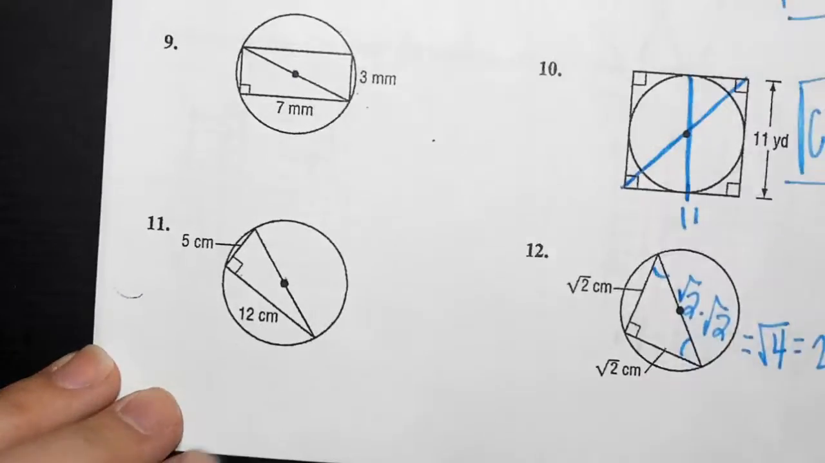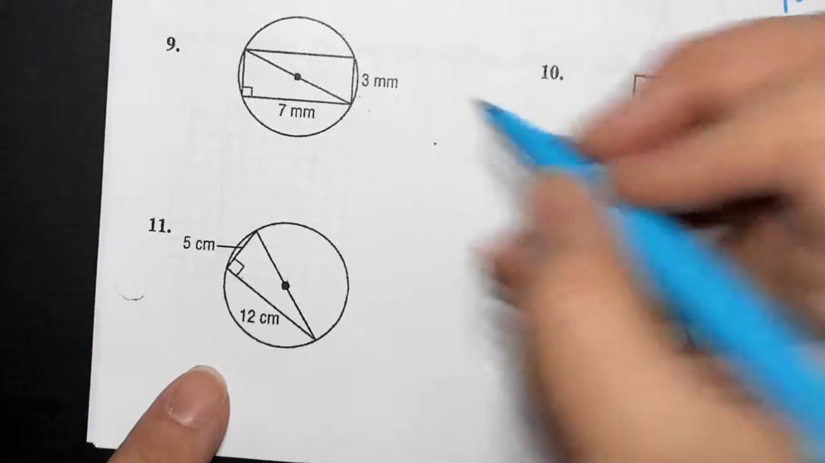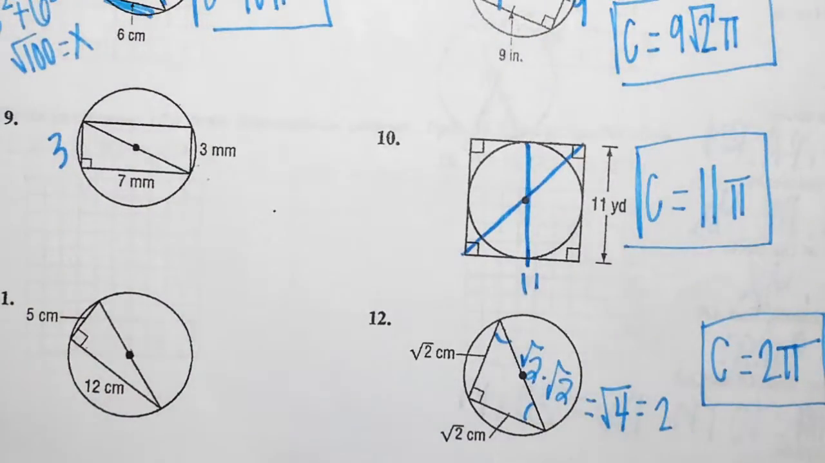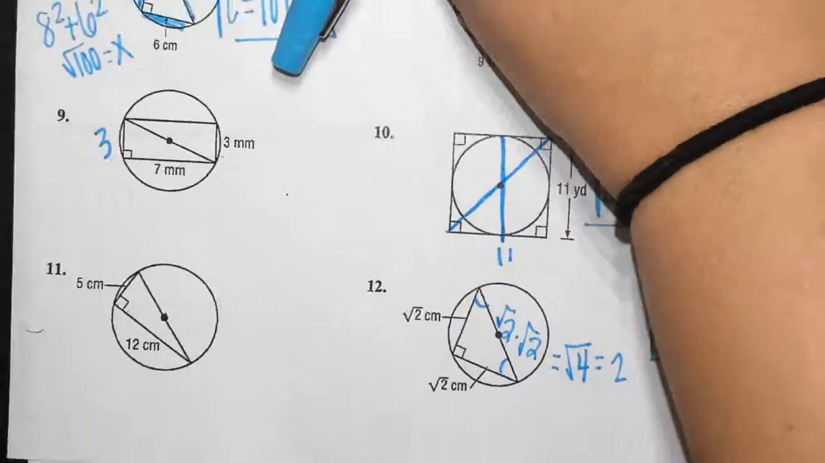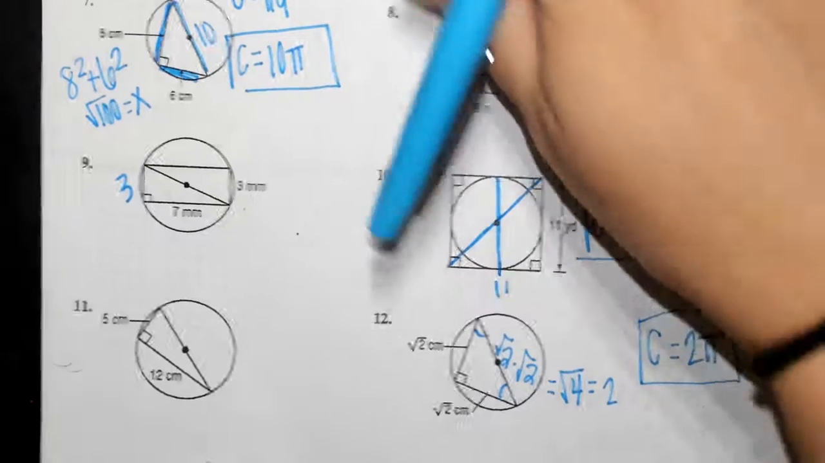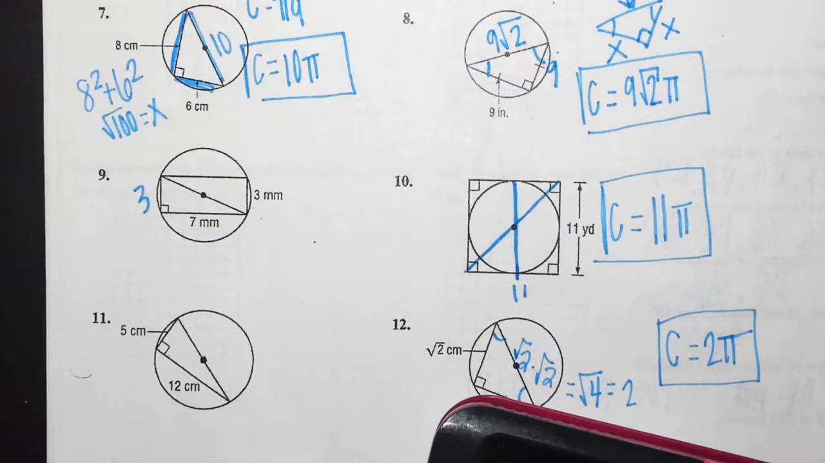So I want y'all to try 9 and 11. Here's the thing about 9. If that's 3, so is this. So use Pythagorean theorem to find the diameter. Hey, go to 8. Please. Okay, I want you to try 9 and 11. You have to use Pythagorean theorem for 9 and 11.